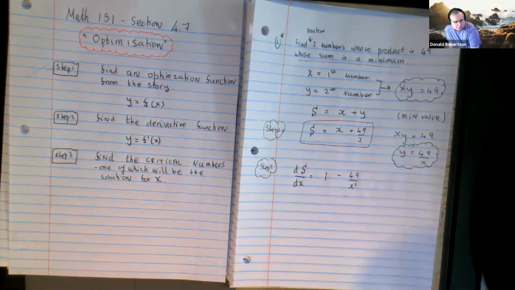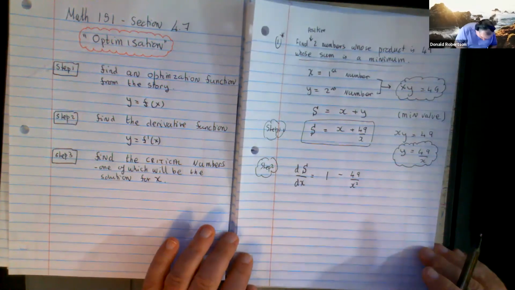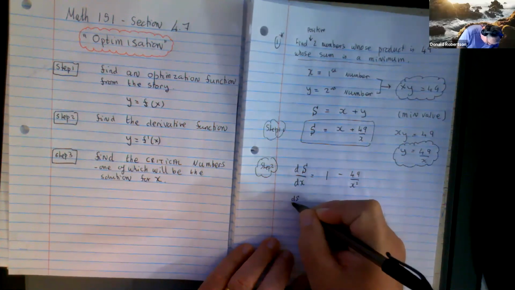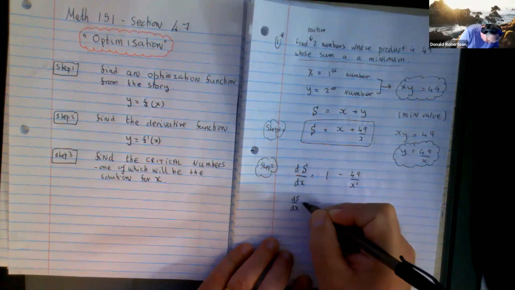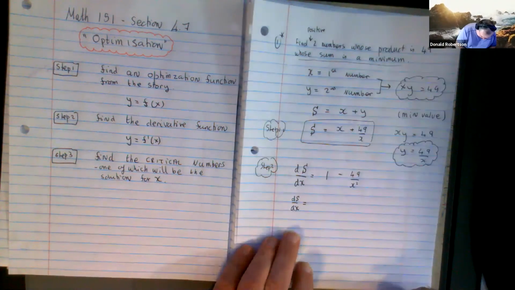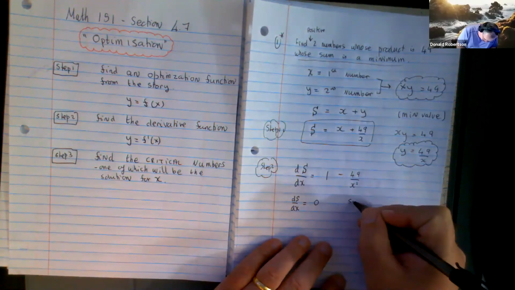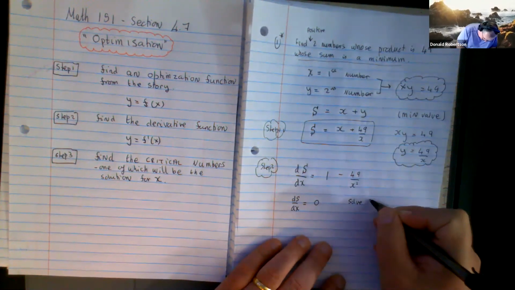So there's step 2. I have found the derivative of my optimization function. Now, step 3 is find critical numbers. There are 2 kinds of critical numbers in the world. There's the one where the derivative is equal to 0. So I'm going to solve, when is this guy zero?